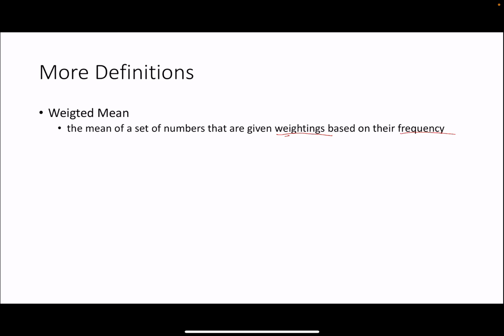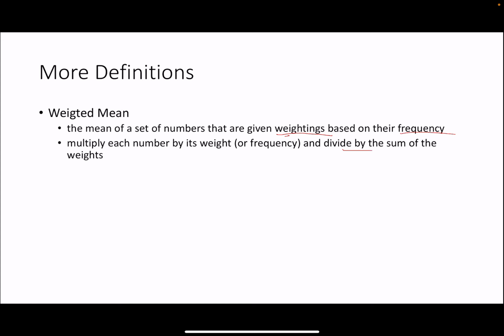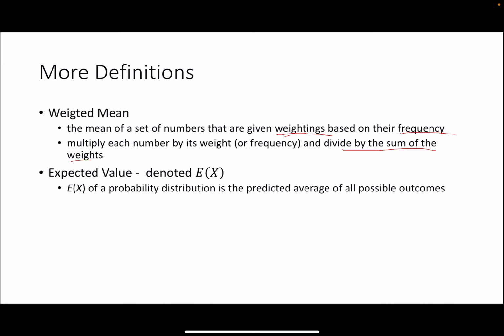Multiply each number by its weight and divide by the sum of the weights. All right, and we're going to talk about expected value. Now, expected value of a probability distribution is the predicted average of all possible outcomes.